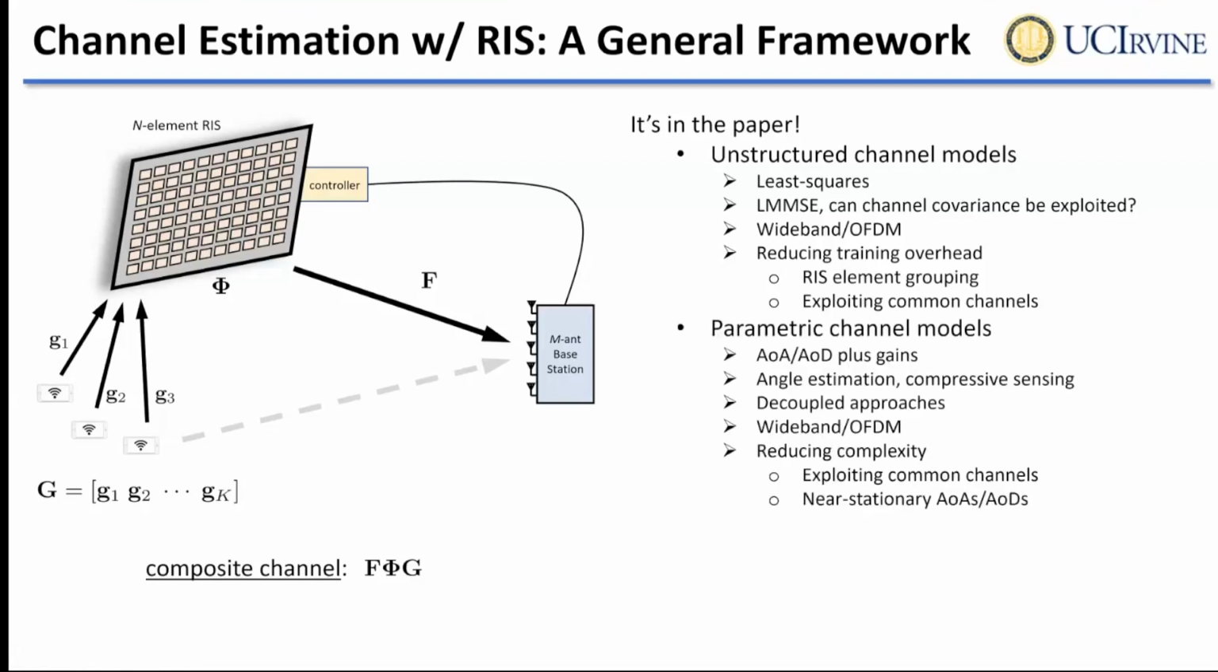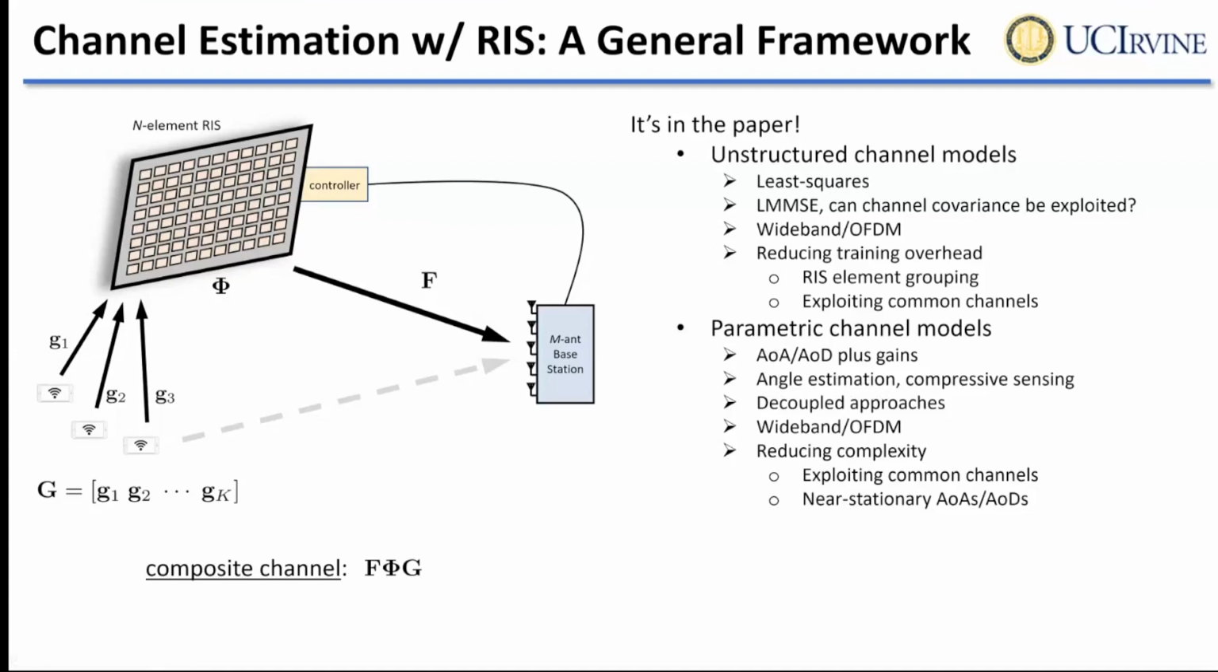The second part of the paper is that we focus on another way of reducing the overhead in the channel estimation by using parametric models for the channels. In other words, instead of using unstructured matrices to describe these channels, we describe them in terms of angles of arrival, angles of departure, and instead of doing least squares and LMMSE, we're going to be doing methods that use angle estimation. For example, compressive sensing based methods. And so instead of estimating the channels in an unstructured way, we're estimating their parameters. And this allows you to dramatically reduce the amount of overhead that's required to estimate the channels.